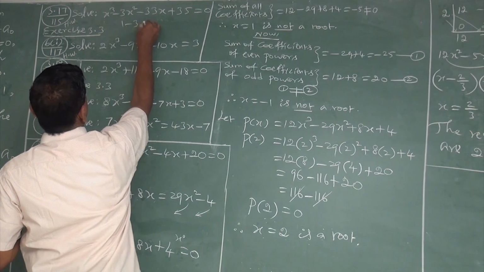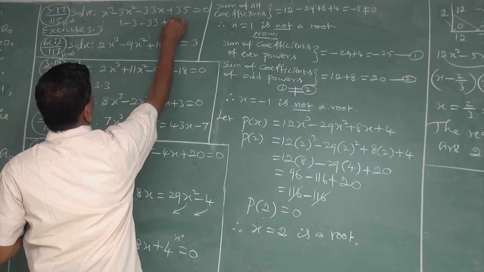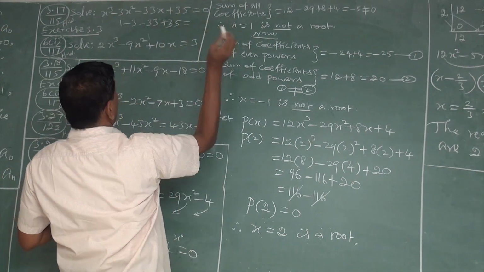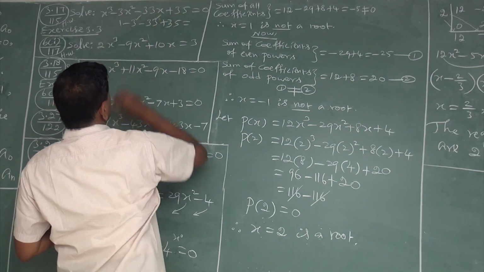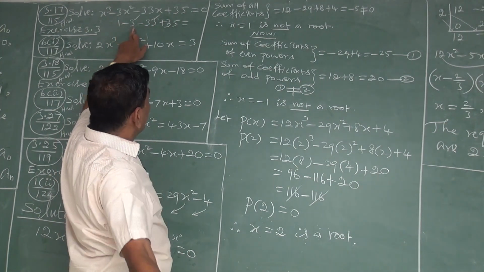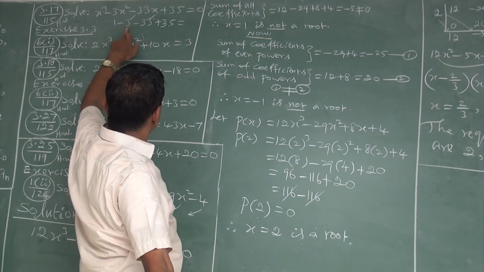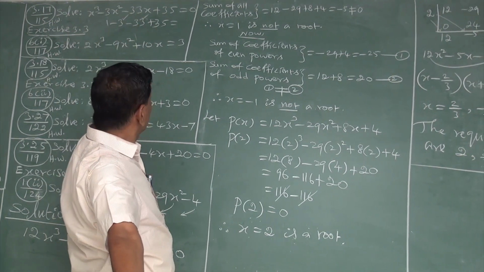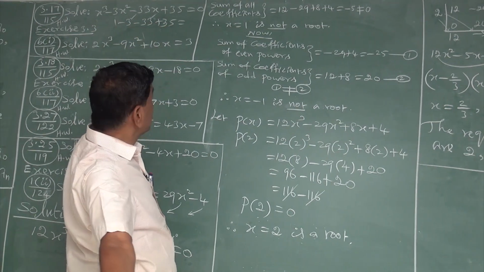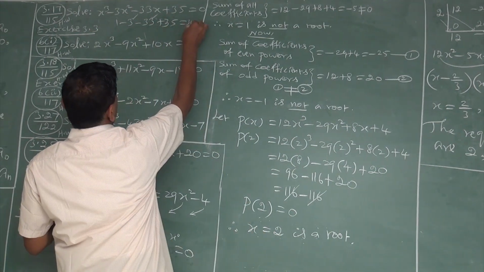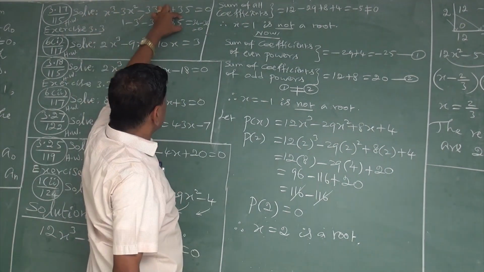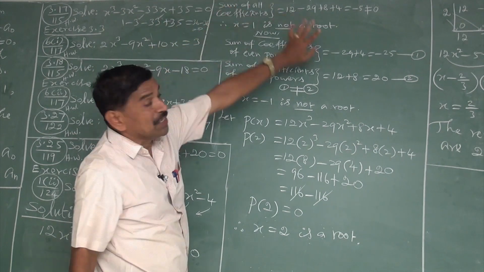Very good. 1 minus 3 minus 33 plus 35. Which is equal to? Listen. Answer is incorrect. That is, listen, minus 3 minus 33. What is the exact answer? Good, minus 36. And plus 1 plus 35, what is your answer? Plus 36. Listen, 36 minus 36 is equal to 0. So sum of all coefficients equal to 0. Therefore, x equal to 1 is a root.